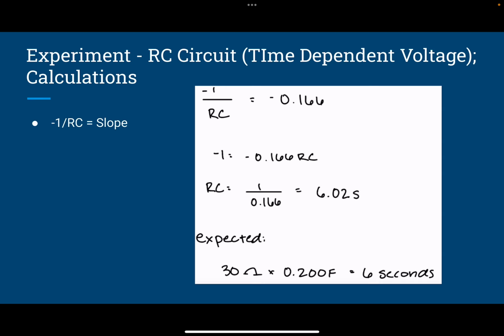Because negative 1 over RC is equal to the slope, we can actually calculate the time constant as seen here. We got 1 over 0.166, because the negatives cancel out, is 6.02 seconds. And the expected would have been 30 ohms times 0.2, aka 6 seconds. So these are very similar values.